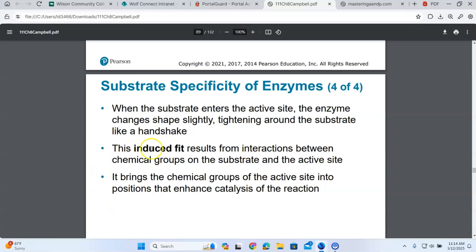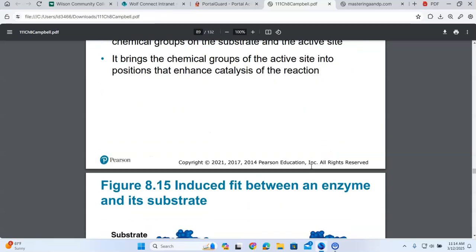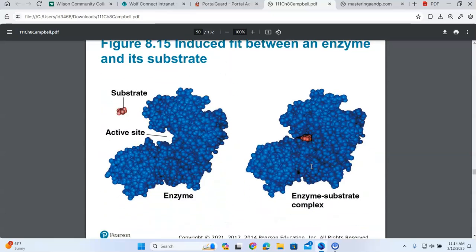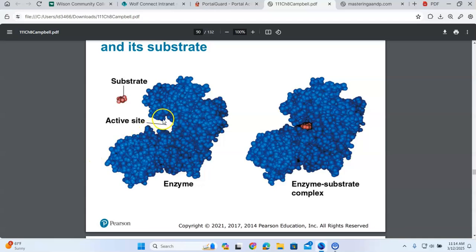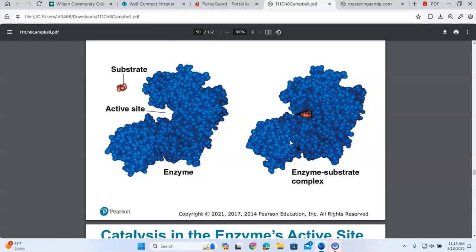What happens when the substrate binds to the active site is that it causes the enzyme to change shape just slightly, and it tightens around the substrate. You can think of it like a handshake. This is called the induced fit. The induced fit results from the interactions between the chemical groups on the substrate and the active site. And that's what causes the reaction to speed up. You can see a picture here. Here's your active site, which is kind of large before the substrate binds to it. Once the substrate binds to it, the enzyme-substrate complex forms, and so the enzyme tightens around that substrate.